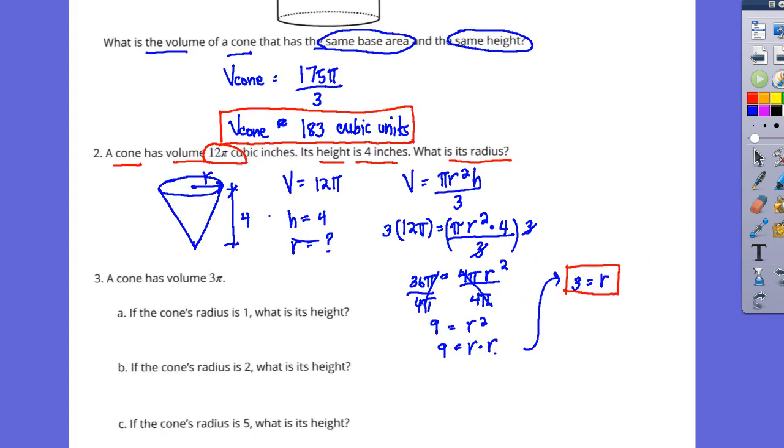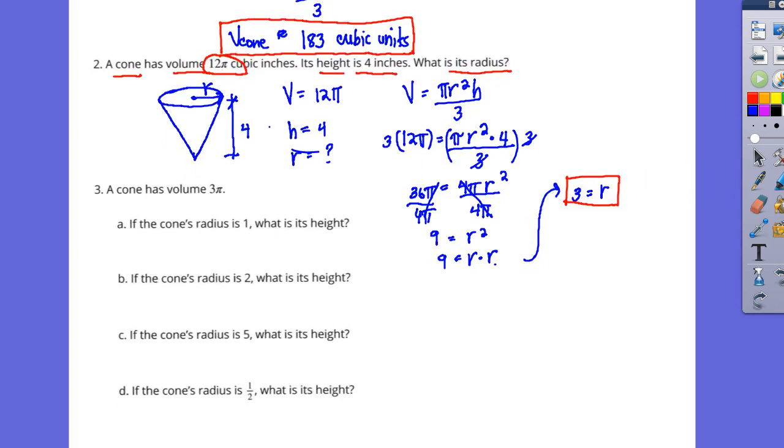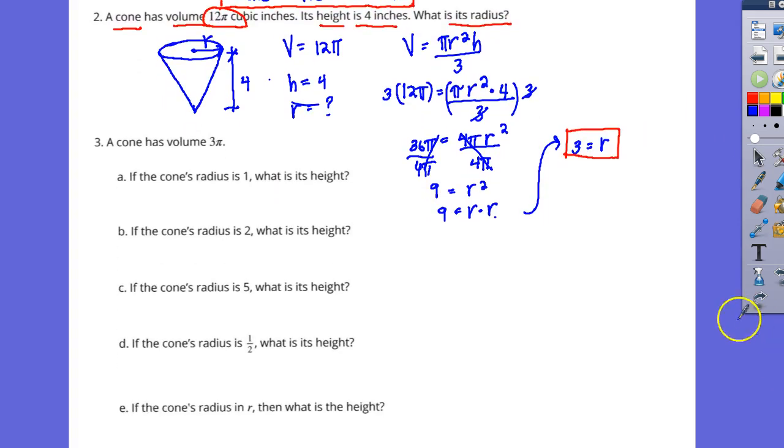Okay? Alright, problem number 3. For problem number 3, you are given a cone. So we're working with cone again. And it's telling you the volume is 3 pi. So there are several questions here. They're changing the radius. As you can see, they're changing the radius. And then they're asking for the height. So let's see. If the cone's radius is 1, what is the height?